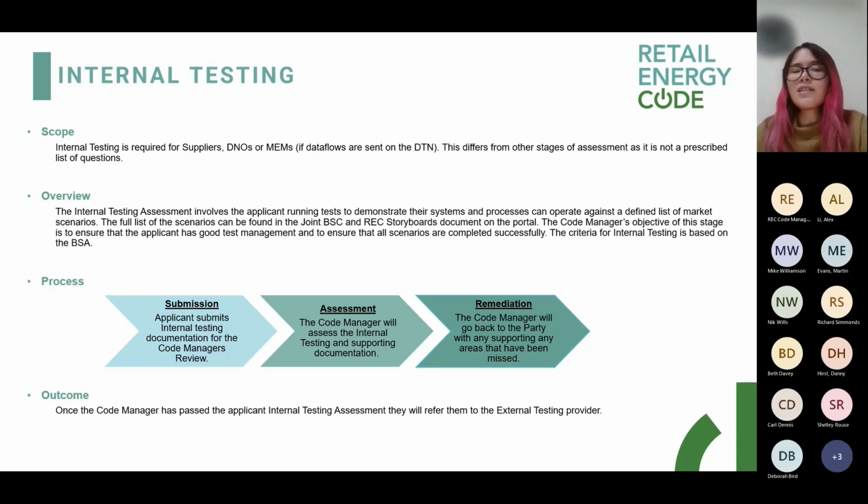This in turn will help us determine your readiness to commence the external testing stages. The complete list of scenarios are in the BSC and REC joint storyboards, which you can find on the REC portal. The contents page lists out which scenarios are applicable for each different user category, such as different for suppliers, DNOs and MEMS. And even then, there are differentiations such as half-hourly and non-half-hourly for suppliers and DNOs, and between gas and electricity for MEMS.